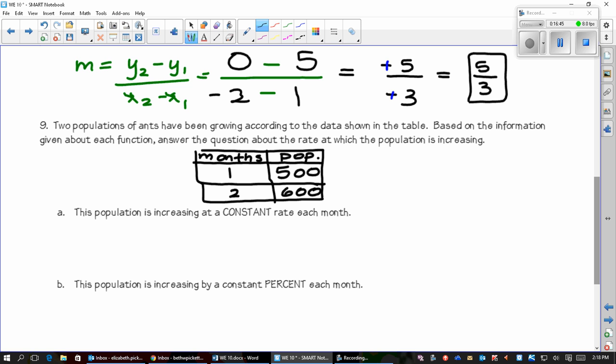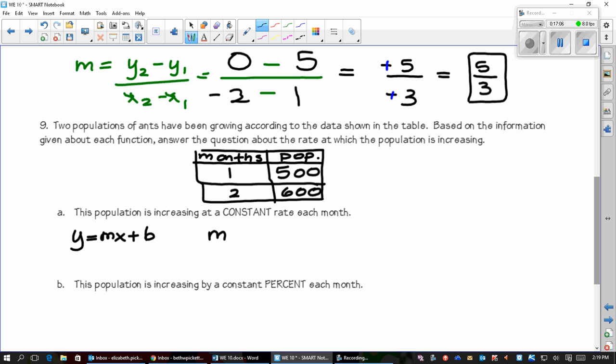This population is increasing at a constant rate each month, and we're asked to find the rate at which the population is increasing. Increasing at a constant rate should make you think, well, that's a linear function. Linear functions have a constant rate of change. So essentially, I'm just finding the slope.